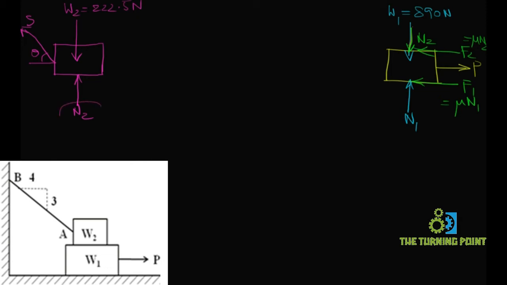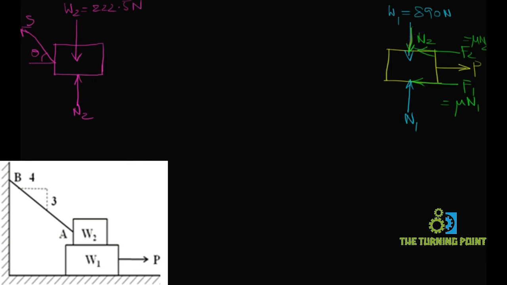Because if these two forces are equal in magnitude, opposite in direction, and collinear in action, then only equilibrium will exist. Which is nothing but Newton's third law: for every action there is an equal and opposite reaction. For this N2, this will be the reaction. If this is action, this is reaction. If this is reaction, this is action, right? So this is N2 like that.